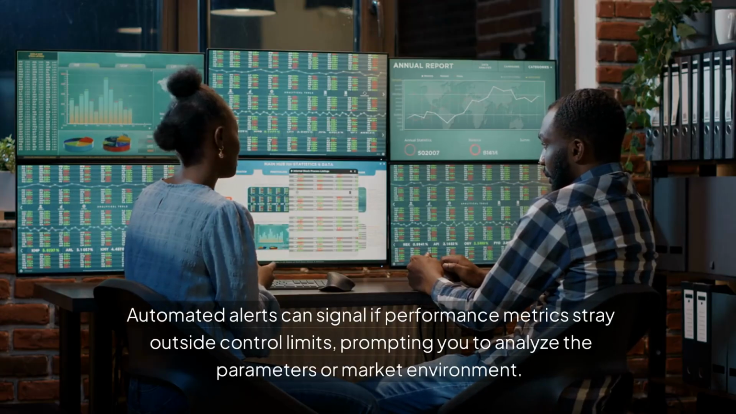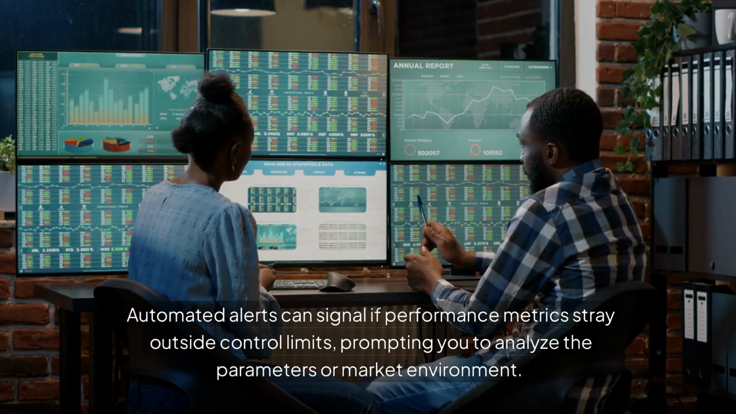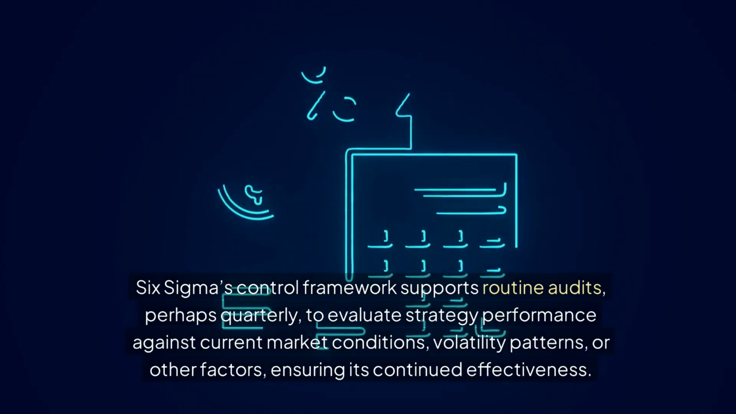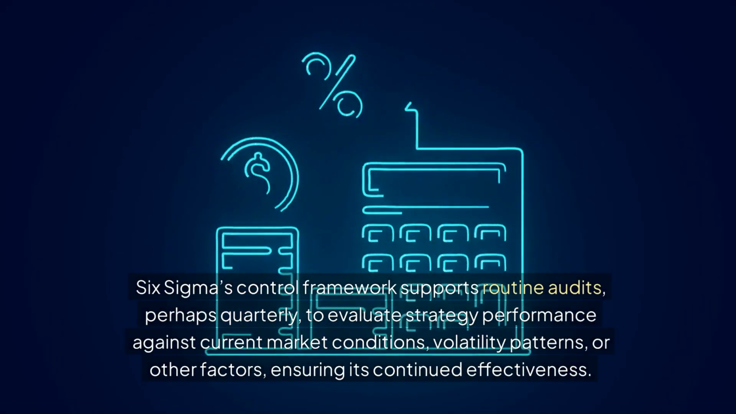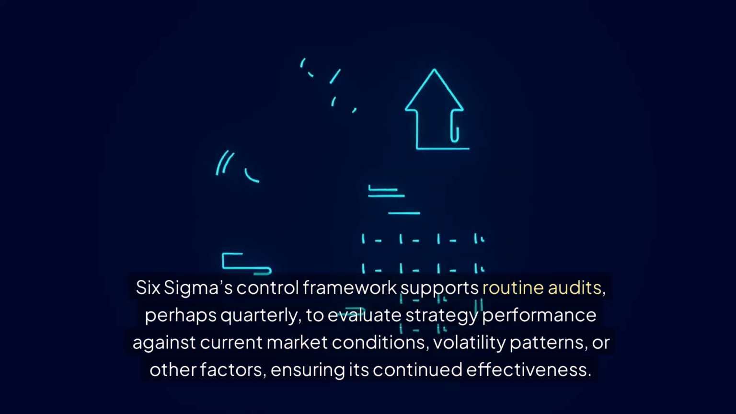Automated alerts can signal if performance metrics stray outside control limits, prompting you to analyze the parameters or market environment. Six Sigma's control framework supports routine audits, perhaps quarterly, to evaluate strategy performance against current market conditions, volatility patterns, or other factors, ensuring its continued effectiveness.